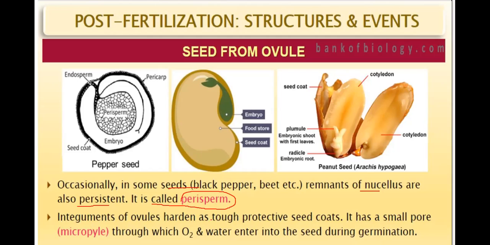The integuments of the ovule harden into a tough protective seed coat. It has a small pore, the micropyle, through which there is exchange of gases; oxygen and water enter into the seed during germination.